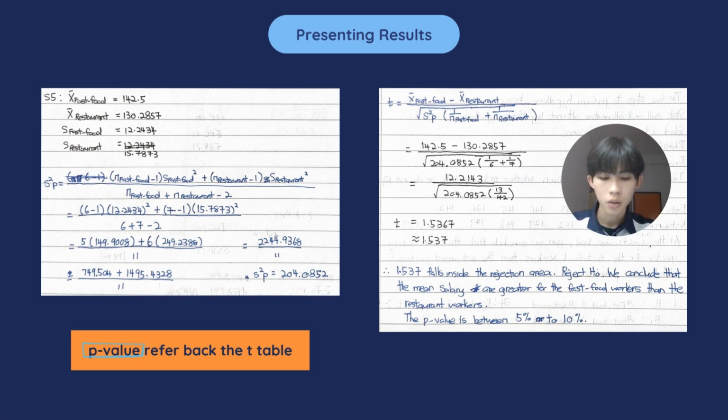It is because the t-value of 1.537 is between 1.363 and 1.796, and we just look upward to the significance level for a one-tailed test, and we will realize that the p-value is between 0.10 and 0.05. And we just convert it into percentage and we will get the p-value is between 5% to 10%.